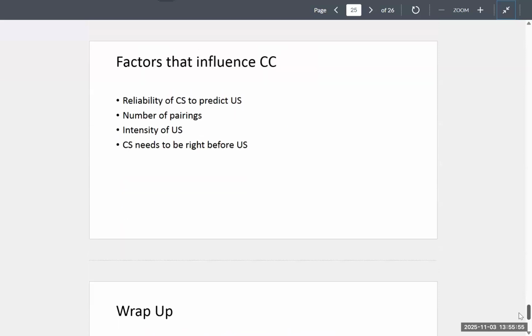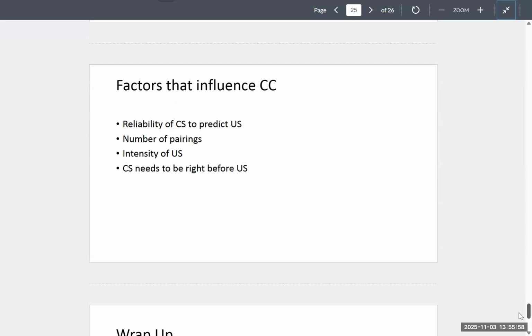And what are some factors that influence CC? Well, one of the factors is the reliability of the CS to predict the US. So when Pavlov did this experiment, he rang a bell, he put the food down right away. He rang the bell, he put the food down. If he would have rang the bell and then sometimes put the food down, sometimes didn't, the reliability wouldn't be good. And because of that, the connection wouldn't be strong. But because he rang the bell and put the food down every single time, right one after the other, it had a strong connection and strong reliability that one would lead to another.